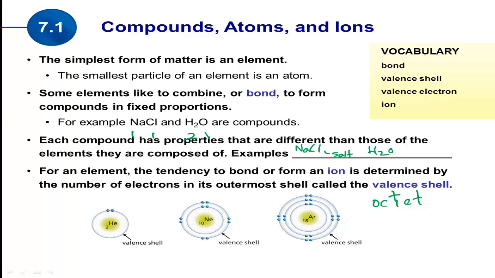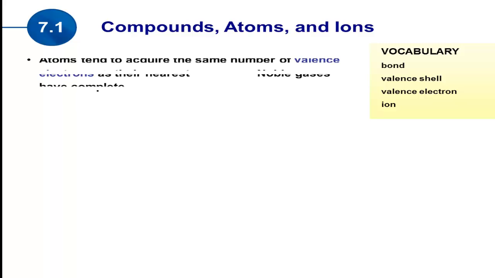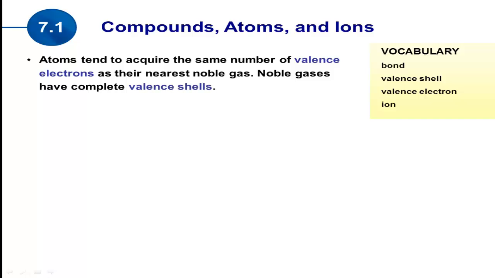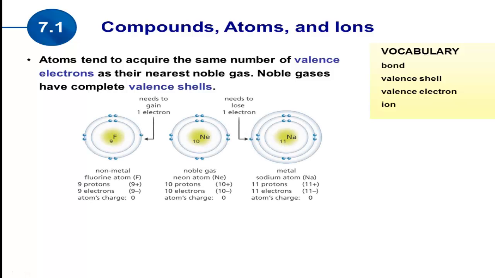You get the point. So Bohr diagrams focus on the valence electrons. Eventually you'll get to the point where you simply record on your Bohr diagram just the valence shells. So atoms tend to acquire the same number of valence electrons as their nearest noble gas. Noble gases, as I just said, have complete valence shells. So neon, of course, has 8 electrons in its outer shell.